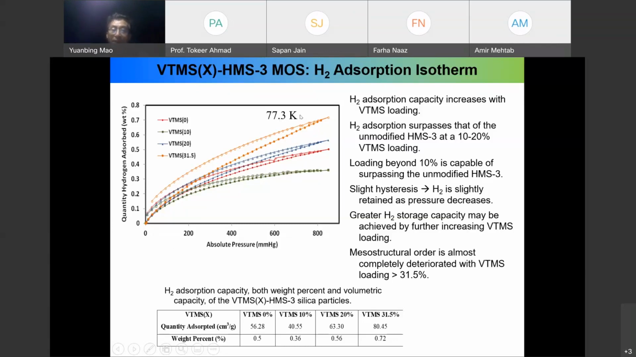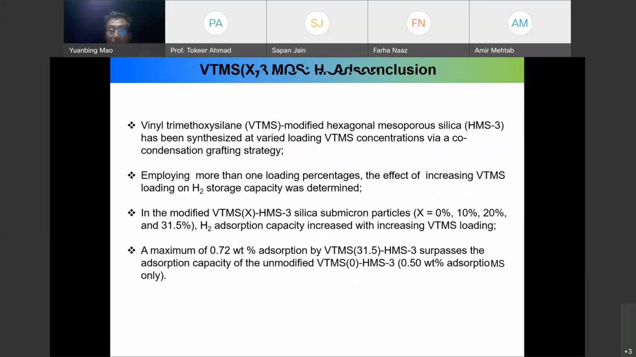But the most important thing is you will see that this is at liquid nitrogen temperature. Even though the percentage showing here, 0.72 weight percent, is not too bad. This value is not bad. But one thing we need to realize is this is liquid nitrogen. Okay. So before we move on, to summarize this, right?